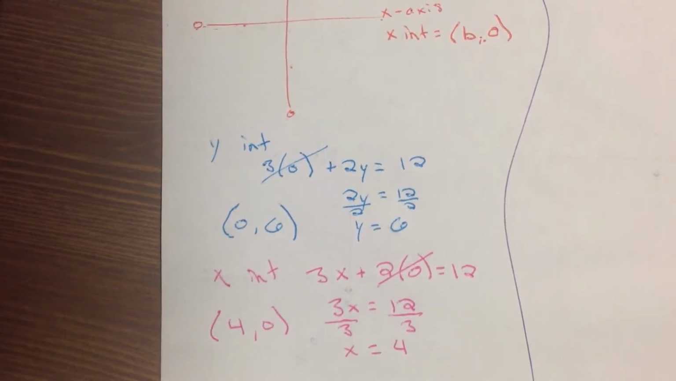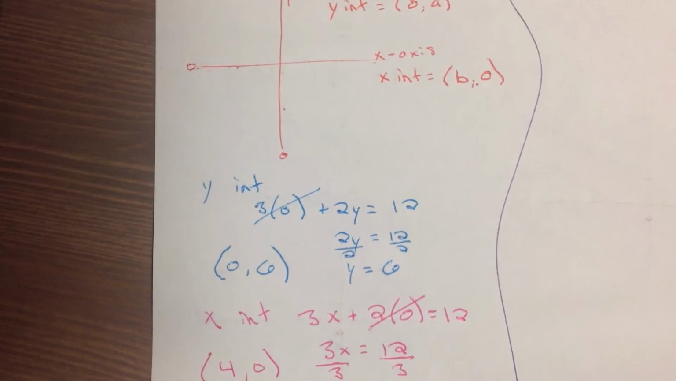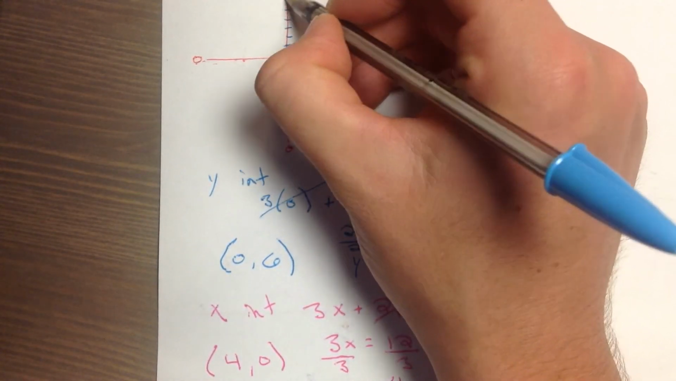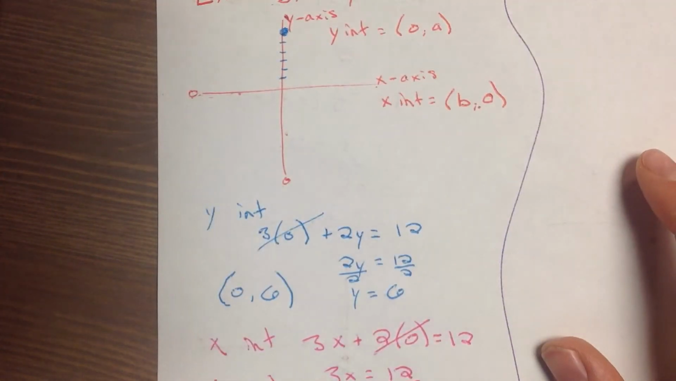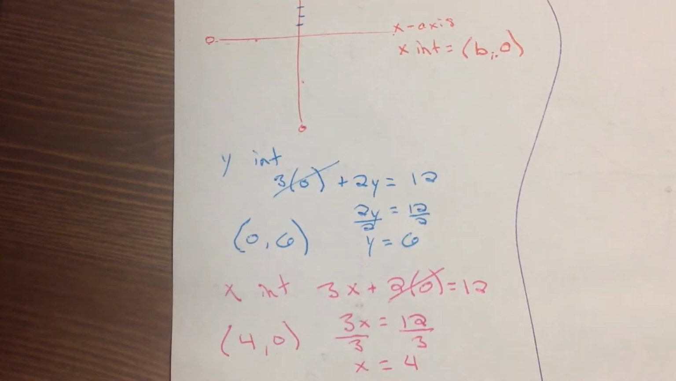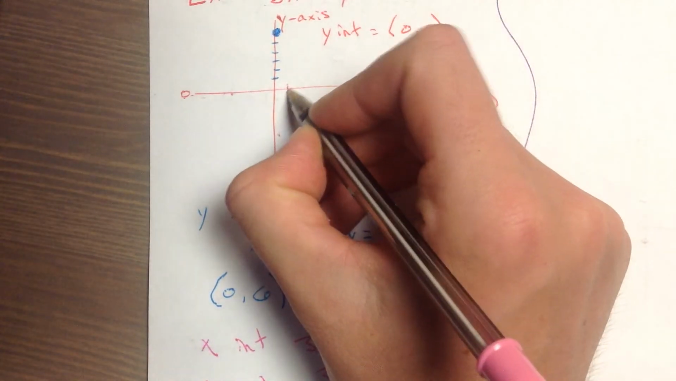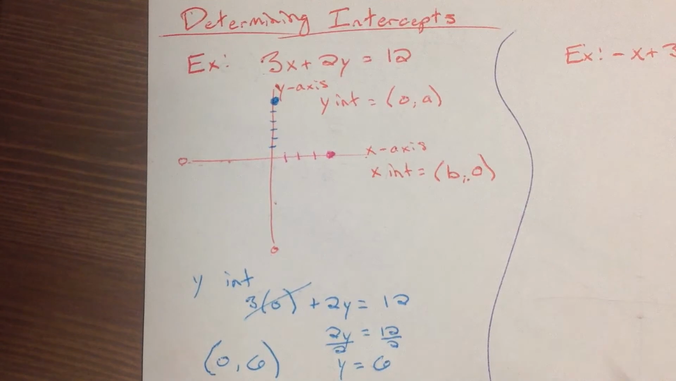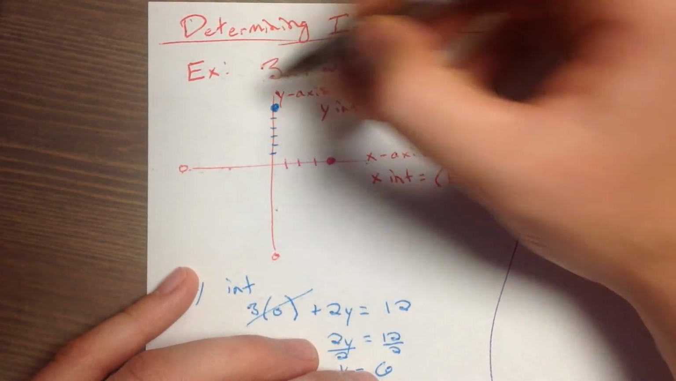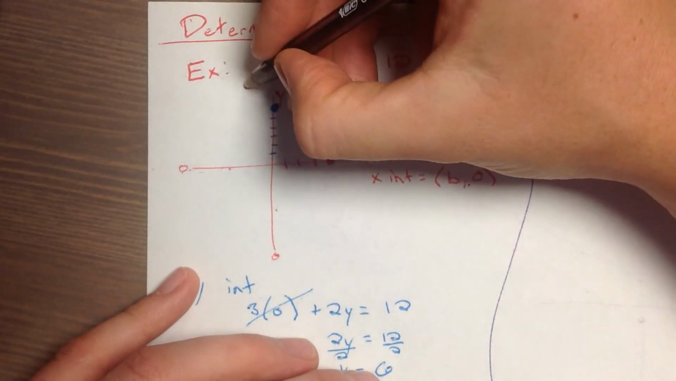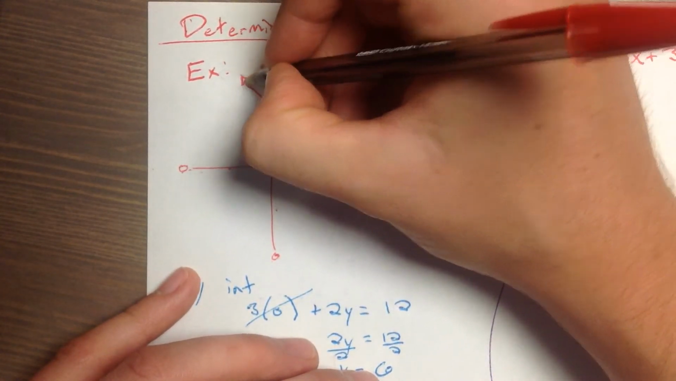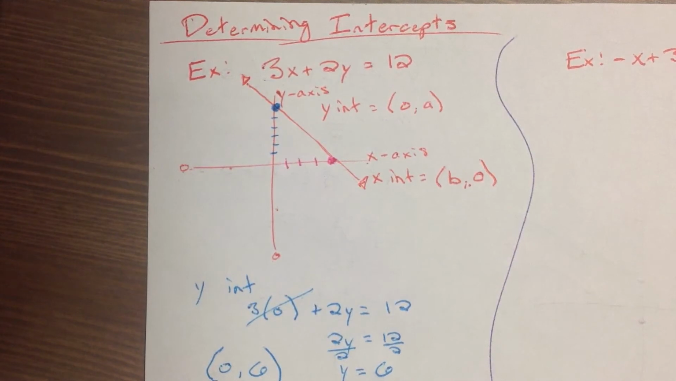So if we were going to look at these graphically, 0, 6 would mean we'd have a point 1, 2, 3, 4, 5, 6 up here for that intercept. 4, 0 would mean we'd come out 1, 2, 3, 4 and have a point right there. So this line would cross these 2 points and look like this. So actually finding the intercepts is another form of being able to graph it without having to put it in slope-intercept form.